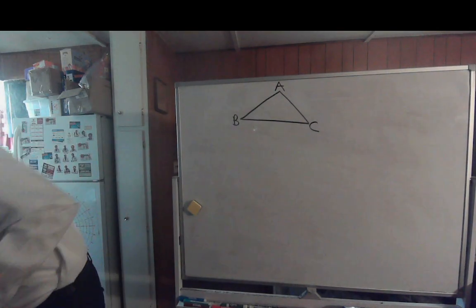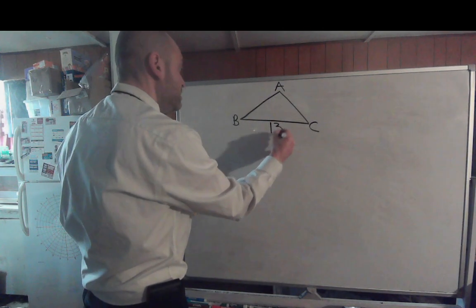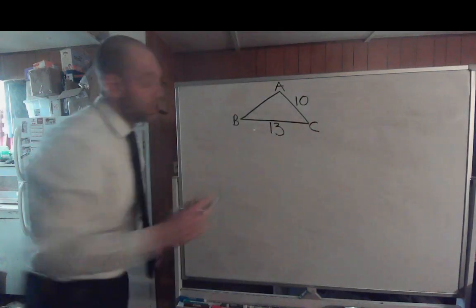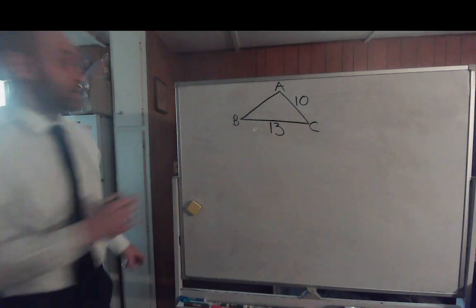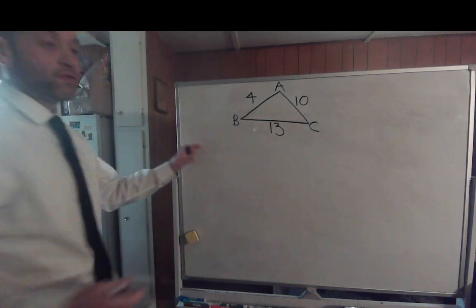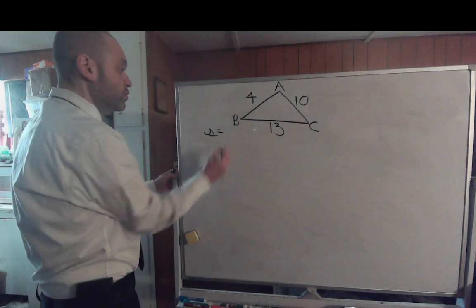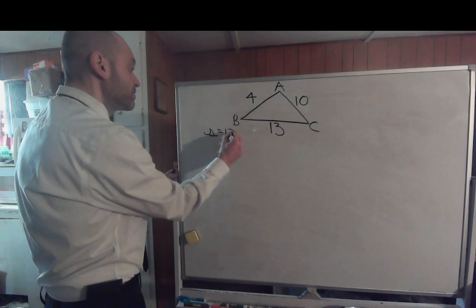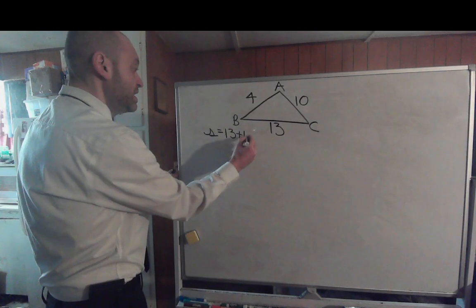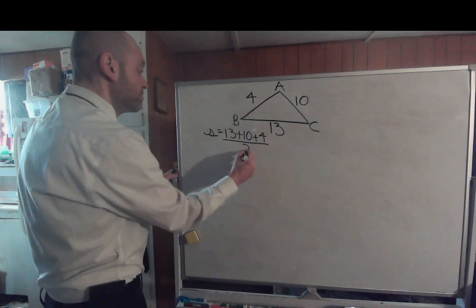Alright, so what do we got here? A is 13, B is 10, and C is 4. Alright, bigger numbers and all different lengths. So let's find our S. That, of course, is going to be our A of 13 plus our B of 10 plus our C of 4, all divided by 2.